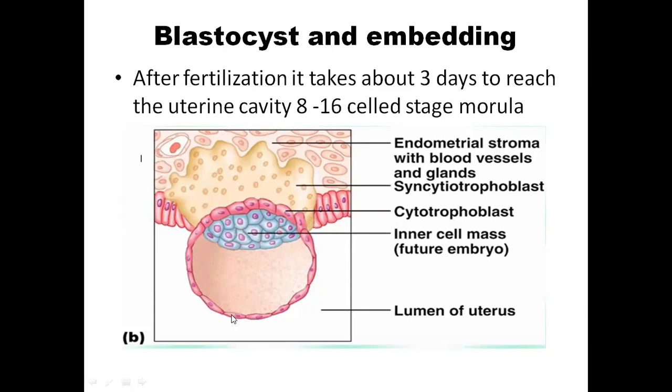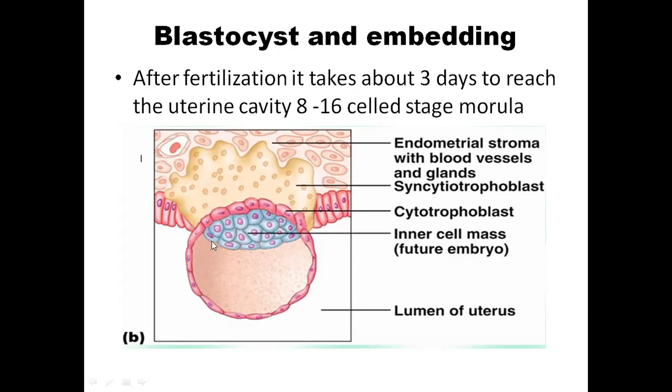This is the blastocyst. So the 16th cell stage morula has now differentiated into the cytotrophoblast and the syncytiotrophoblast, and this inner cell mass is destined for formation of the embryo, whereas this trophoblastic mass is destined to form the placenta. And this is the blastocele or the blastocyst cavity, which is now enlarging.